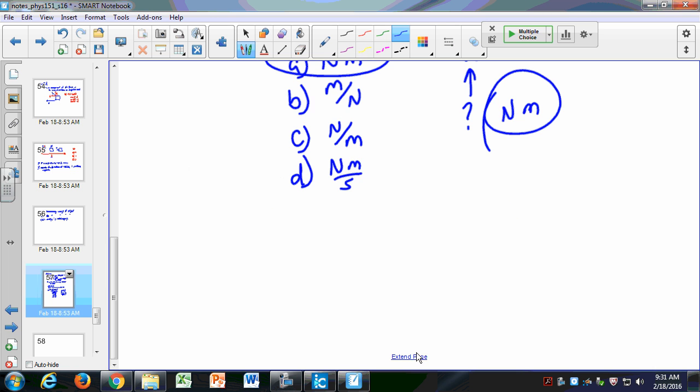So it turns out that the unit for work is a newton meter. And a newton meter is equal to something that we call a joule. It's named after a scientist, so it's capitalized. A joule is the unit for energy.